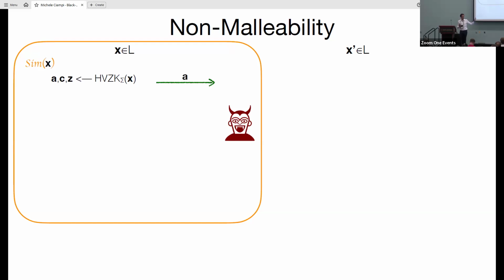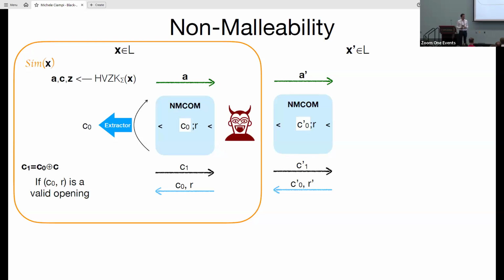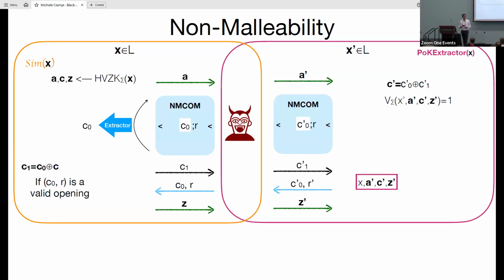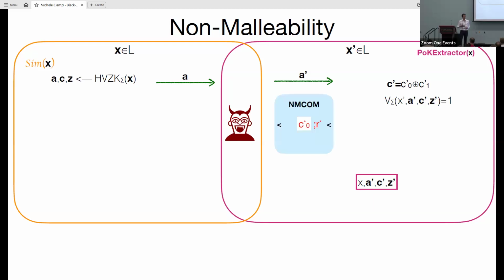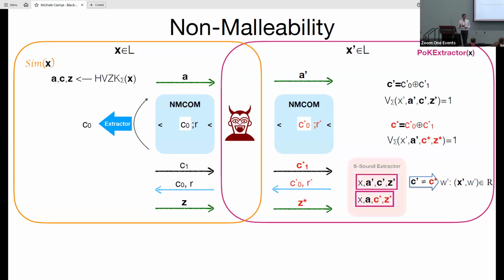So again, on the left side, we run our simulator. And of course, while you run the simulator, the man in the middle is issuing his proof on the right session. And now we have an accepting transcript and we can run the extractor. The extractor I just showed you before. So you will get that this extractor rewinds. And now you want to argue that you can extract the witness using the argument I showed you before.